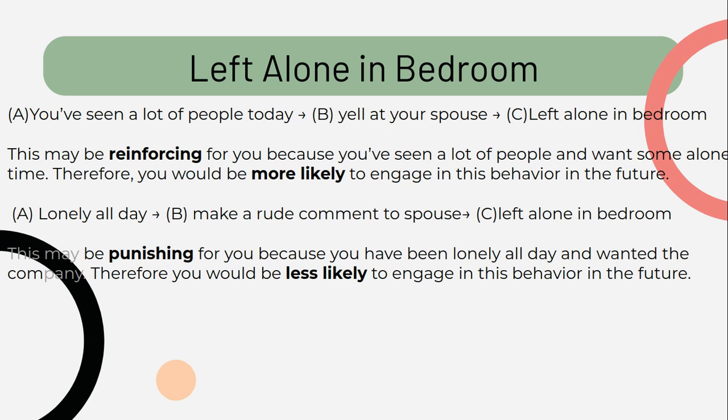This might be reinforcing for you because you've seen a lot of people and you want some alone time and you're just really tired. And so in the future, you might be more likely to yell at your spouse because that got you that alone time.